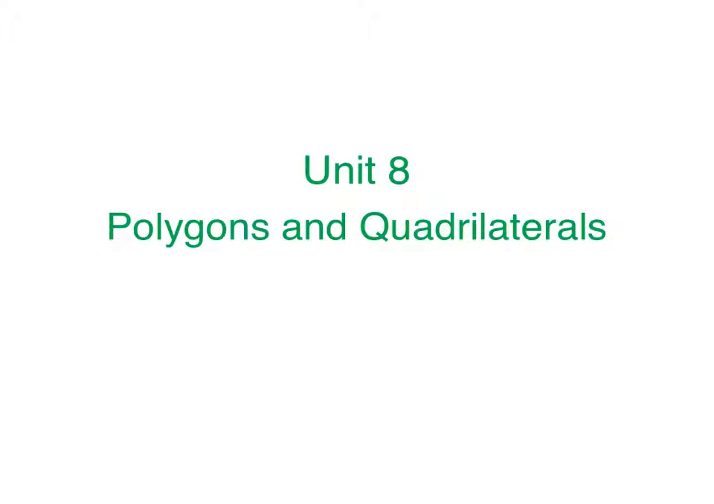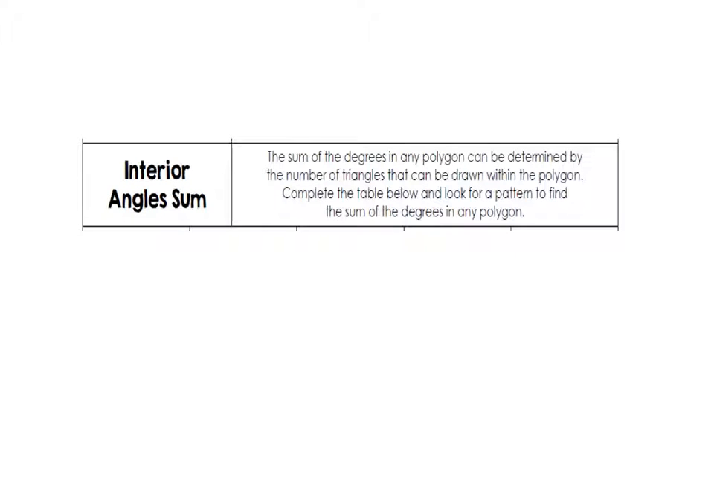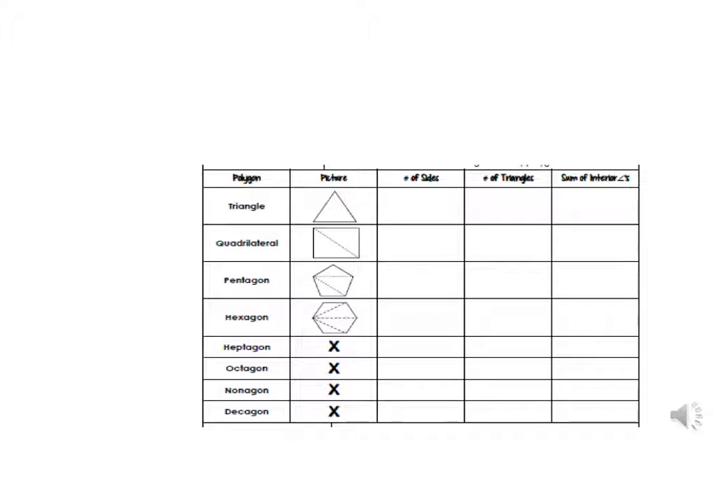Unit 8, Day 1, Polygons and Quadrilaterals. This is a definition of interior angles sum. What we're going to do is determine how many triangles can be drawn from any polygon.